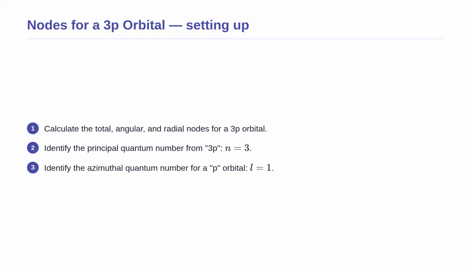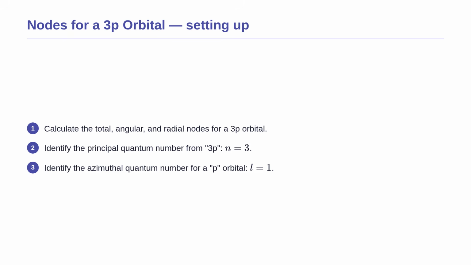Before we move on, let us see this with a concrete example. We need to calculate the total, angular, and radial nodes for an electron located in a 3p orbital. This is a fundamental exercise to ensure we understand how quantum numbers dictate the physical shape of an electron's territory.